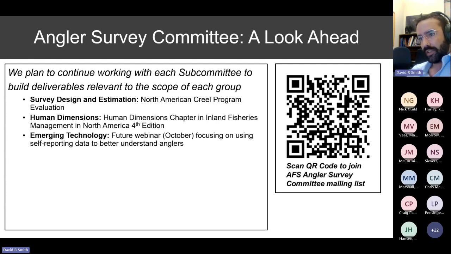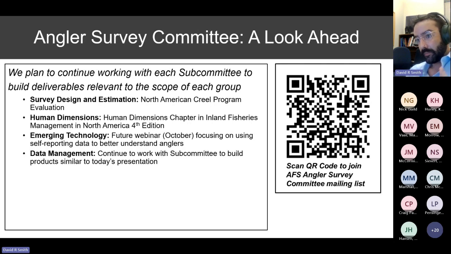With emerging technology, we're going to look towards a future webinar. It's going to be focusing on using self-reporting data and try to highlight some talks. That's not going to be the upcoming webinar, but the webinar after that in October, we're going to look to highlight some innovative things going on with self-reporting data. And with the data management subcommittee, you saw today the type of work we're trying to build with each of these subcommittees to build products that can help with creel programs and building and organizing angler survey data management. So we're going to continue to work with this subcommittee to build products similar to today's presentation.